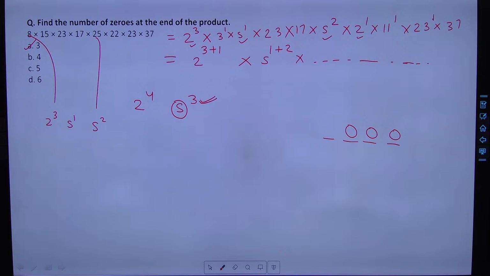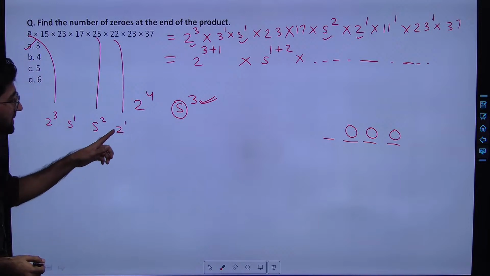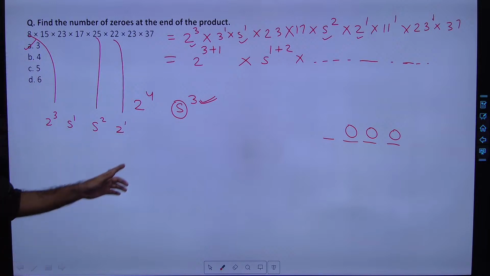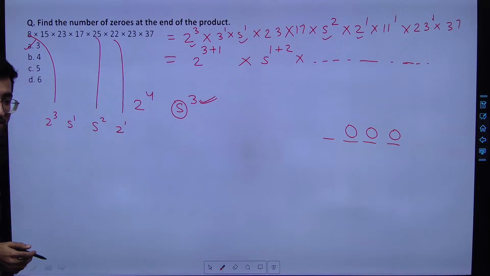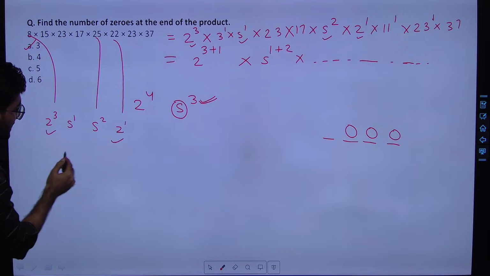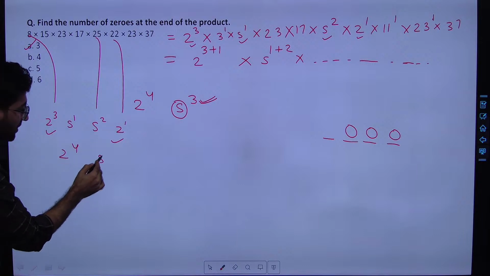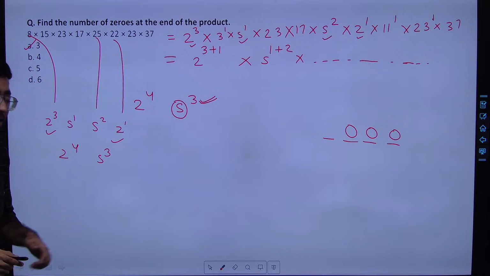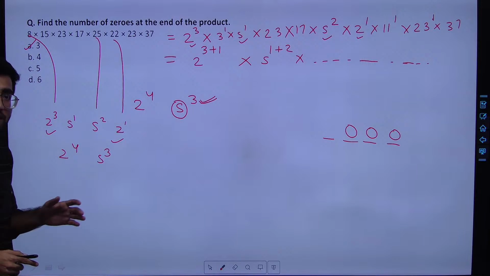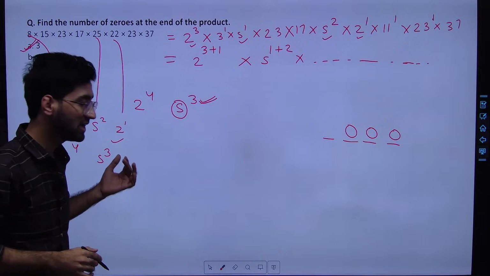So 5 to the power 2. Then you will look at 22, means 2 into 11, so there is 2 to the power 1 in that case, and there is no 2 or 5 in 23 and 37. Then you will look at what is the power of 2? The power of 2 is 4, right? And what is the power of 5? That is 3. Means the power of 5 is less, and the power of 5 is 3, means the number of trailing zeros is 3. Means the number of zeros at the end is 3.